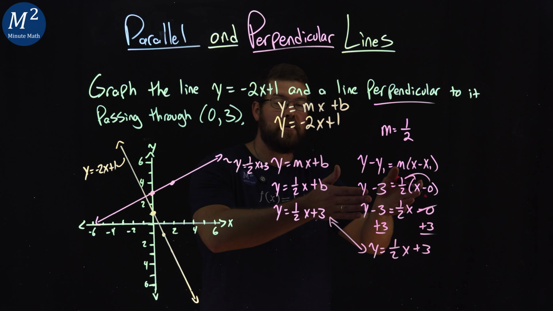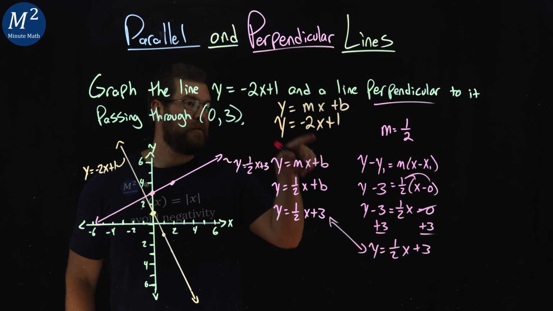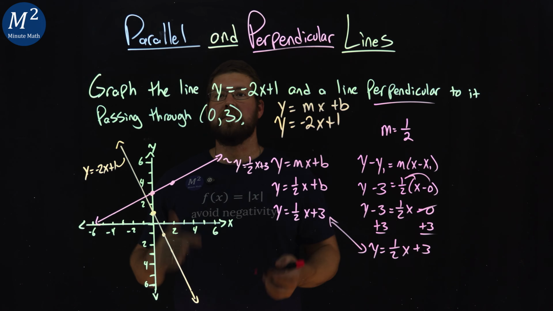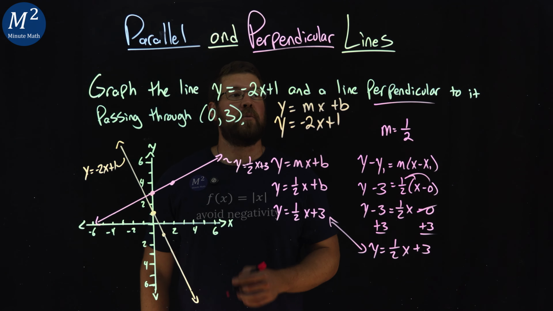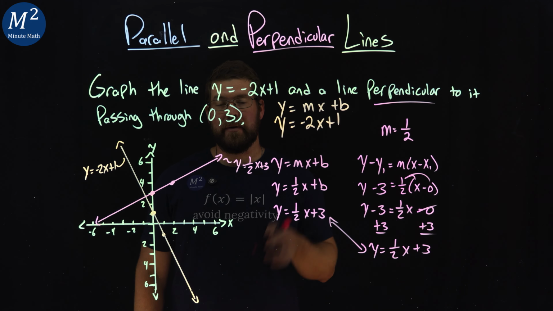So either way, using point slope form, or knowing that this is the y-intercept, and we got our slope, same line. Either way, we have graphed both of these lines, y equals negative 2x plus 1, and the line perpendicular to it that passes through the point 0, 3.